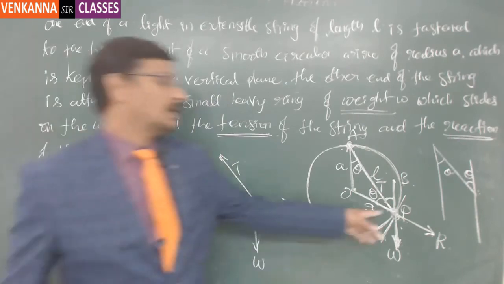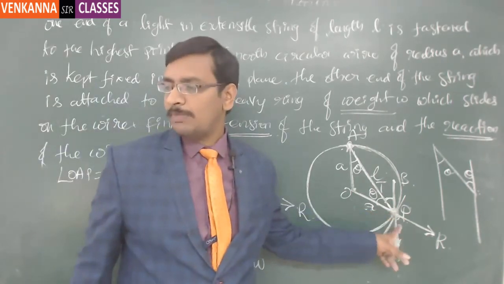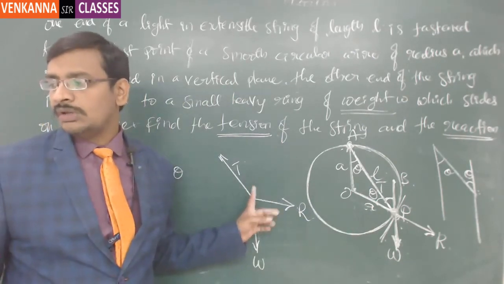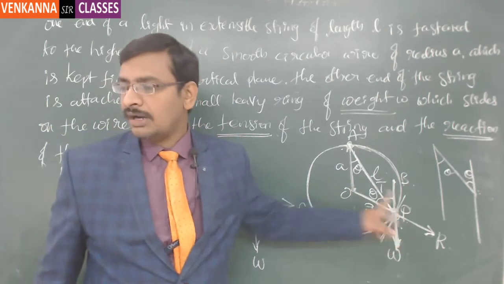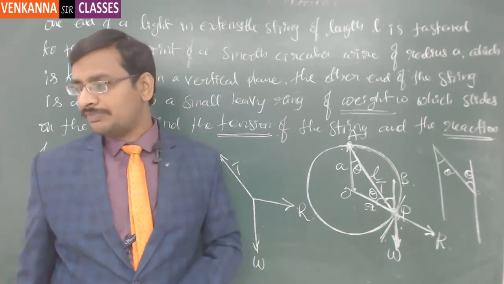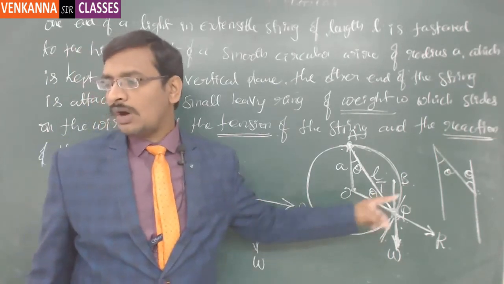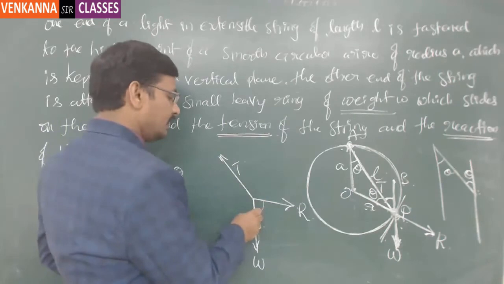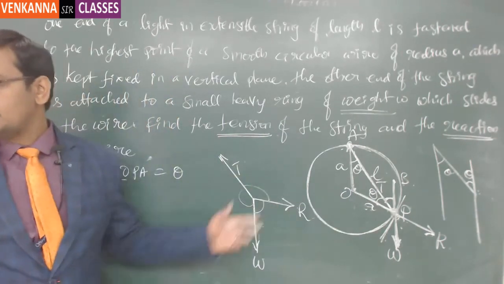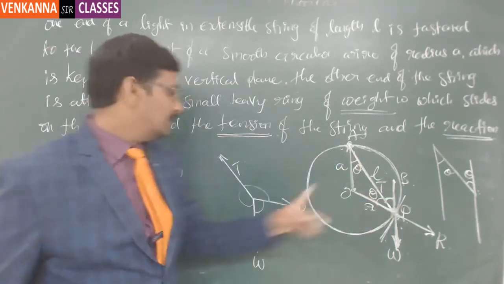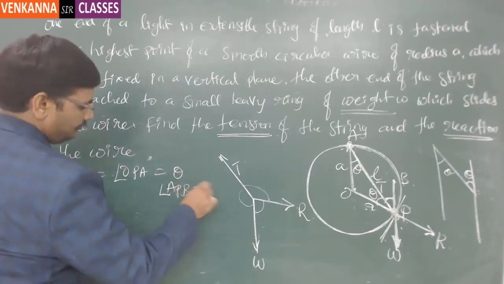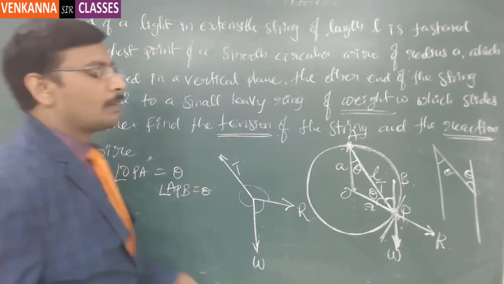So now the ring is kept at this location because of the balance of all three forces: reaction, weight and tension. Since three different forces are getting balanced here, you can safely apply Lami's theorem. Now to apply Lami's theorem, you need to find out this angle, this angle, and this angle. So let us start with theta. Then obviously angle APB is also theta.